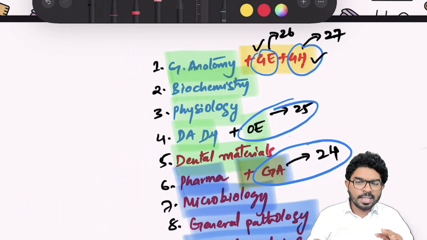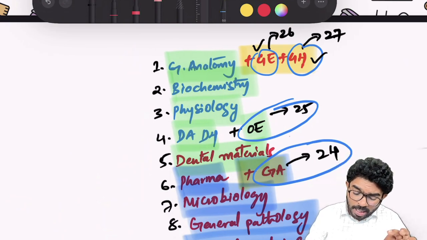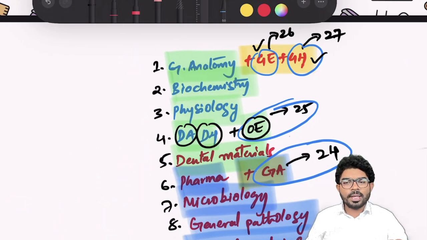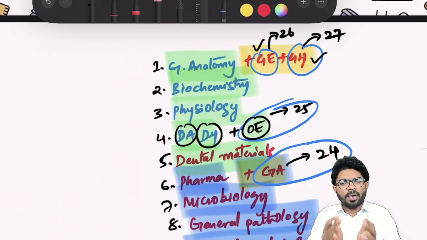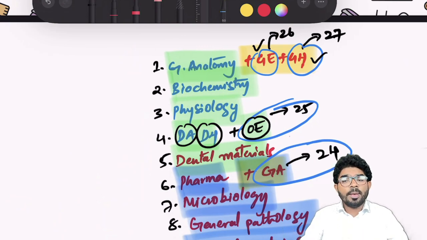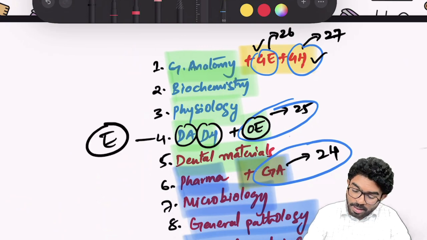So I don't consider general anatomy an easy subject. I don't consider biochemistry an easy subject. I don't consider physiology an easy subject, but I will consider dental anatomy, dental histology, and oral embryology as easy subjects content wise. Content is very small. You sit for 2 or 3 days, you can finish DA, and you sit for 2 or 3 days, you finish the other. Means in a span of 5 days, you can finish both dental anatomy and dental histology with embryology. So content wise, yes, this is an easy subject.